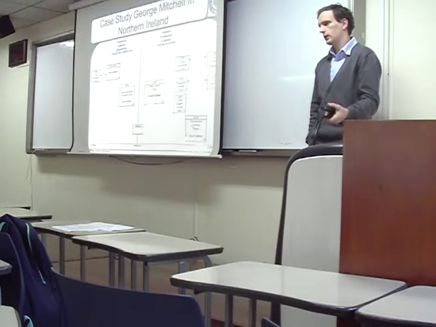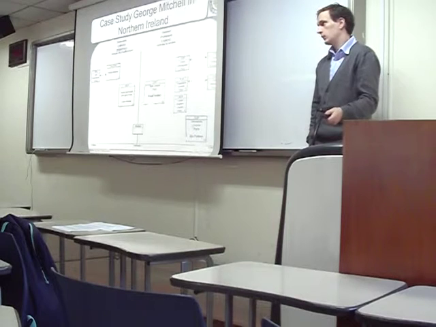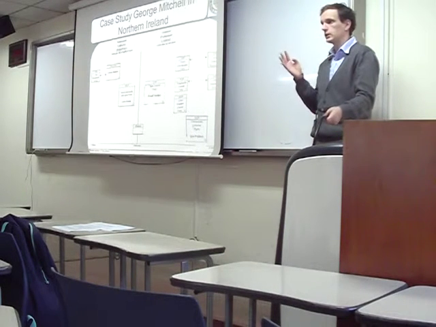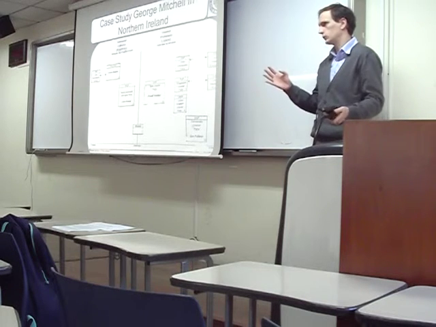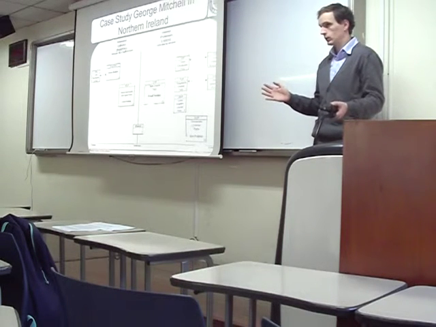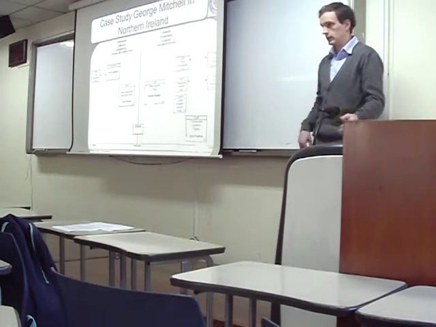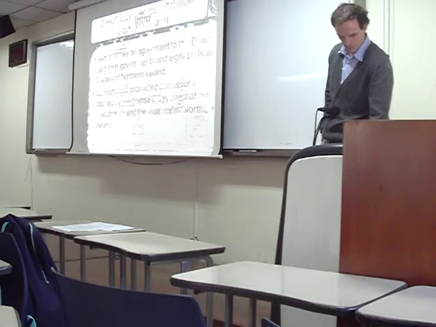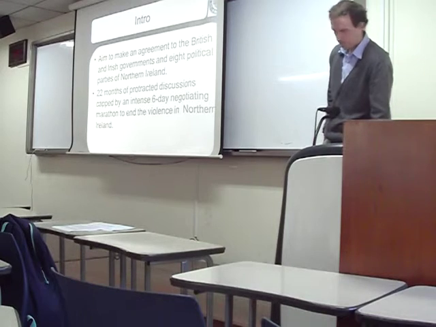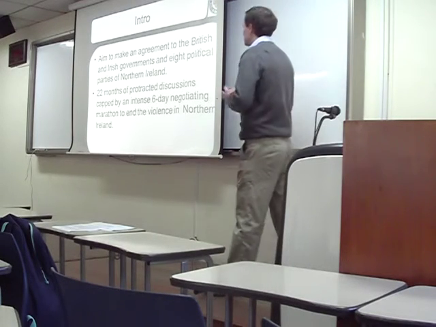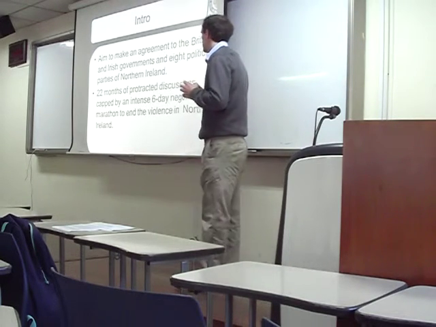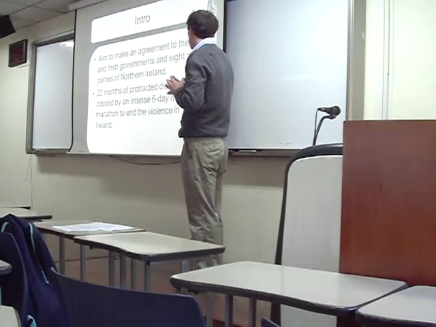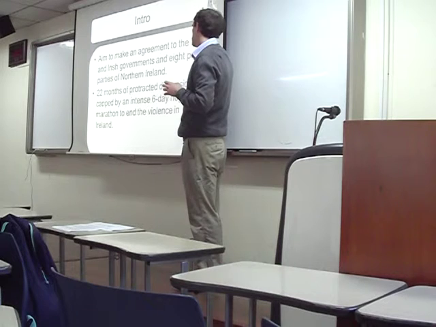So we discussed Bill Clinton before. We said when Bill Clinton goes to a country, the first question he asks is what are the main issues for the other side? Okay? So he's very good at listening and finding out about the interests of the other side. So George Mitchell is working for him. His aim is to make an agreement between the British and Irish governments and these political parties in Northern Ireland. It took 22 months.